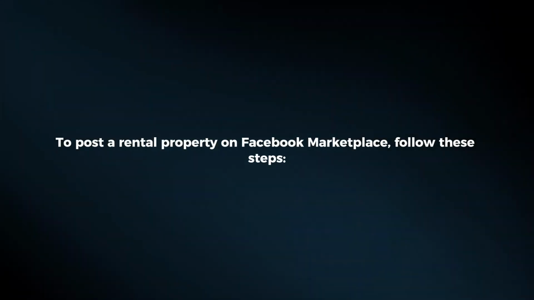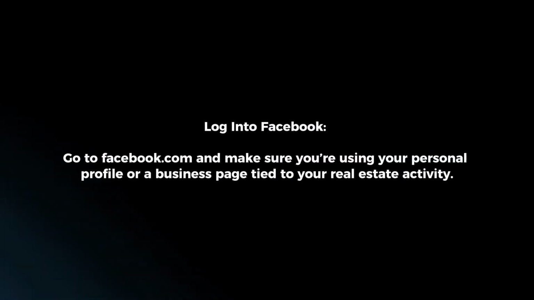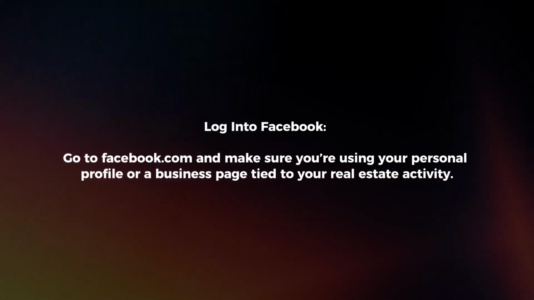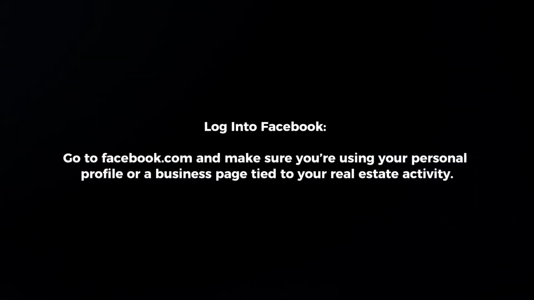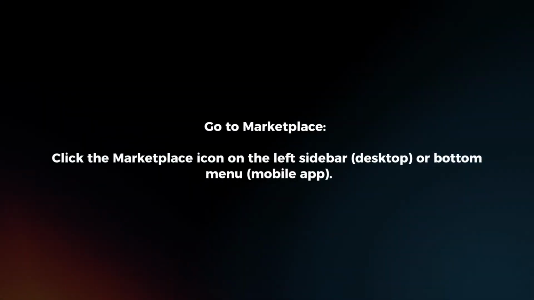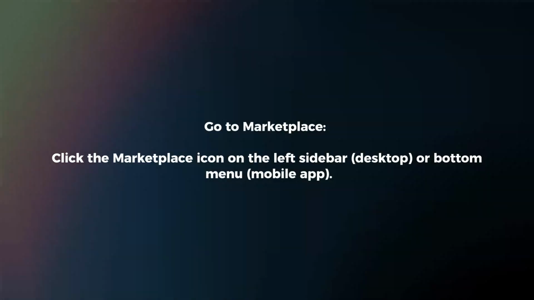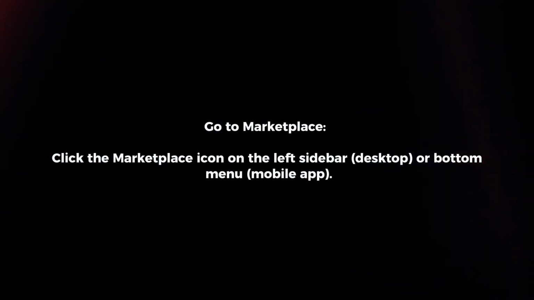To post a rental property on Facebook Marketplace, follow these steps. Log into Facebook. Go to facebook.com and make sure you're using your personal profile or a business page tied to your real estate activity. Go to Marketplace. Click the Marketplace icon on the left sidebar or bottom menu.